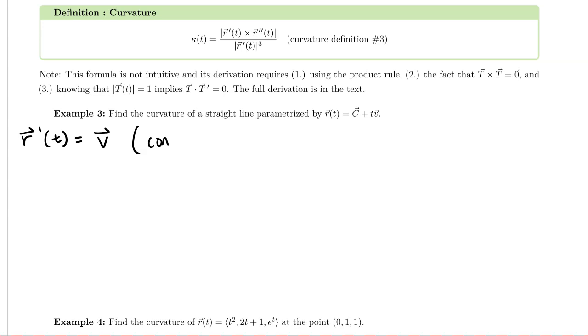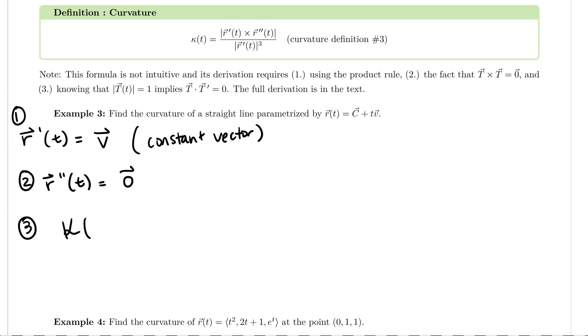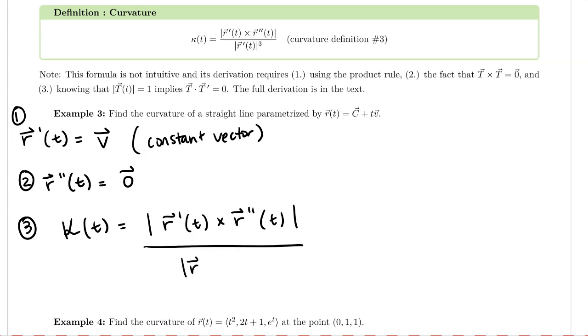And I just want to point out that this is a constant vector where each of its components is a constant. And so this was our first step. Our second step, we can find the second derivative of this, and that is going to be the 0 vector. Then as a third step, we have that our curvature function is equal to the magnitude of r prime of t cross r double prime of t over the magnitude of r prime of t quantity cubed.